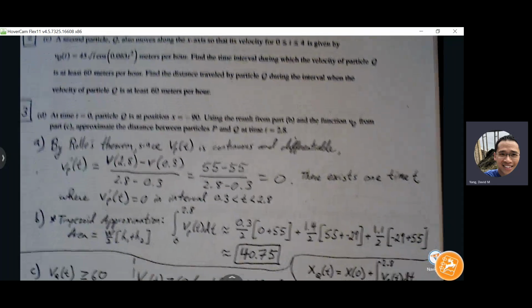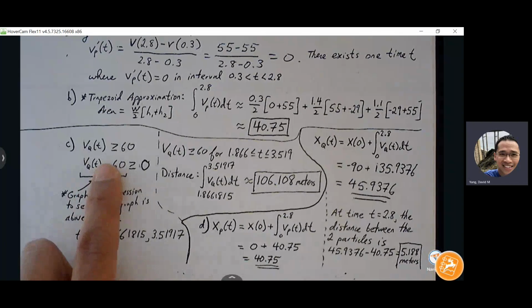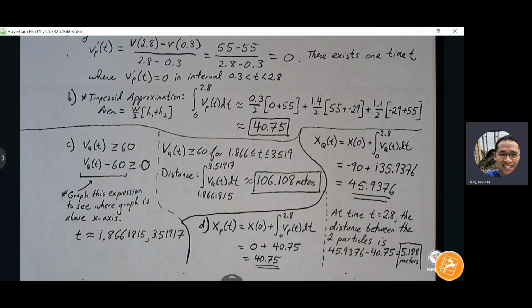So we have to create a formula that represents that. At least 60 means 60 or more. So we want to figure out where is my velocity graph going to be greater than or equal to 60. To make this a little bit easier to work with, I'm going to subtract 60 over to the other side. I'm just going to look for where is v of t minus 60 greater than or equal to 0. I'm going to graph this expression and just see where the x-intercepts are.